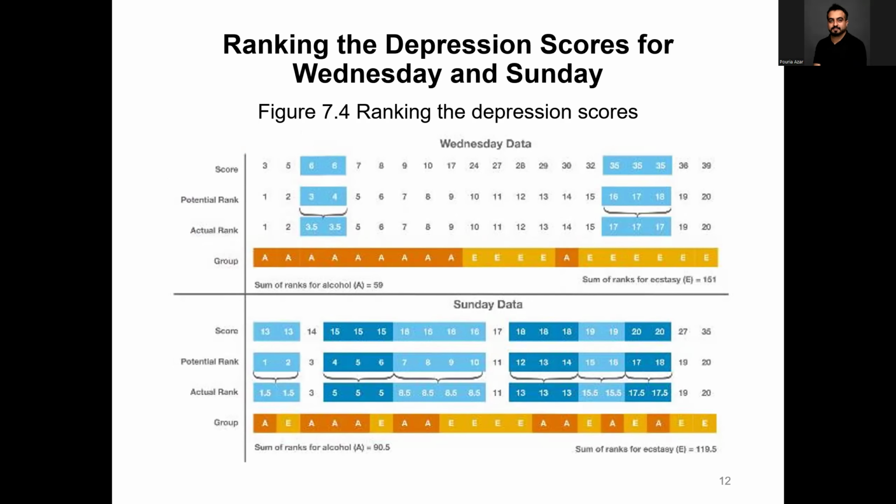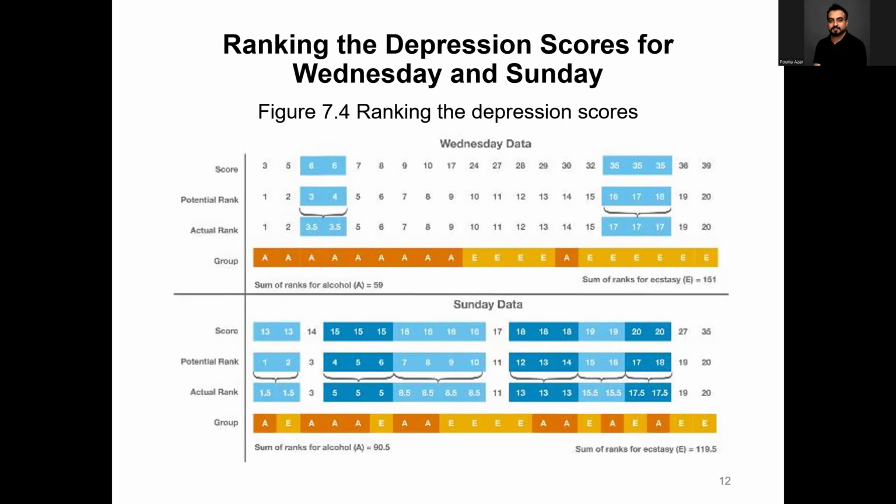So here is how to rank the data. Let's say I'm going to rank the depression scores, because depression scores is my continuous variable. It is my outcome of interest, and I have to rank that first. Then after ranking the data, I would compare the ranked data, not the actual data, between groups.